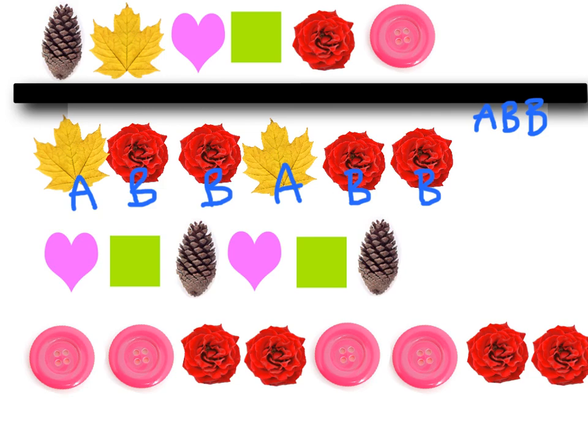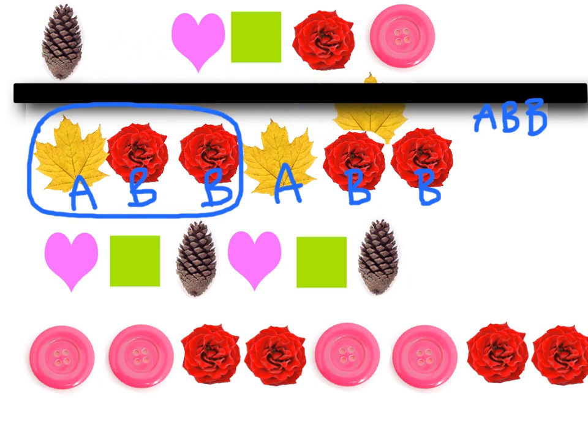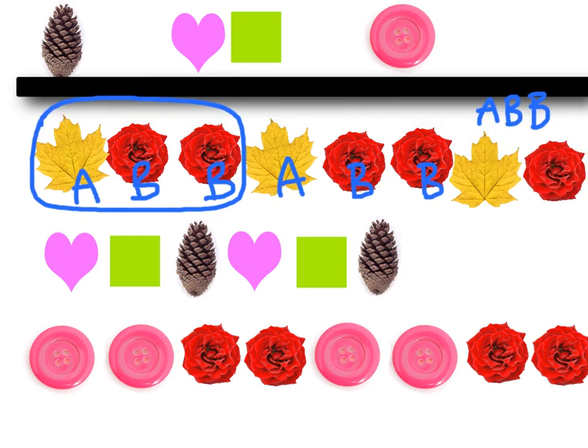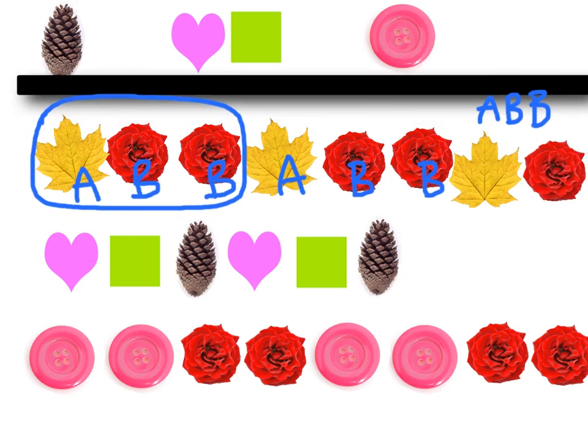Now, let's see what continues on. Okay, so I know this part is what is repeating in the pattern, the leaf, and then a rose followed by another rose. So that means after that end rose comes another leaf, and then after the leaf will come a rose. Wow, I've got to keep going on with that pattern, but I've run out of room. Okay, let's look at this next one.